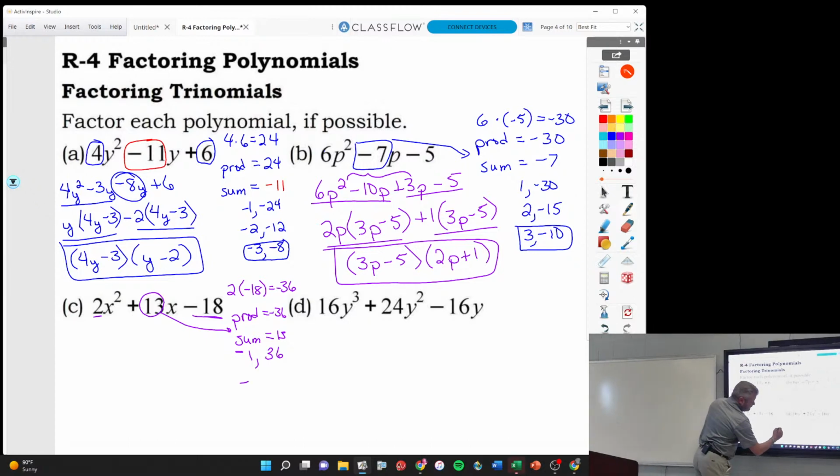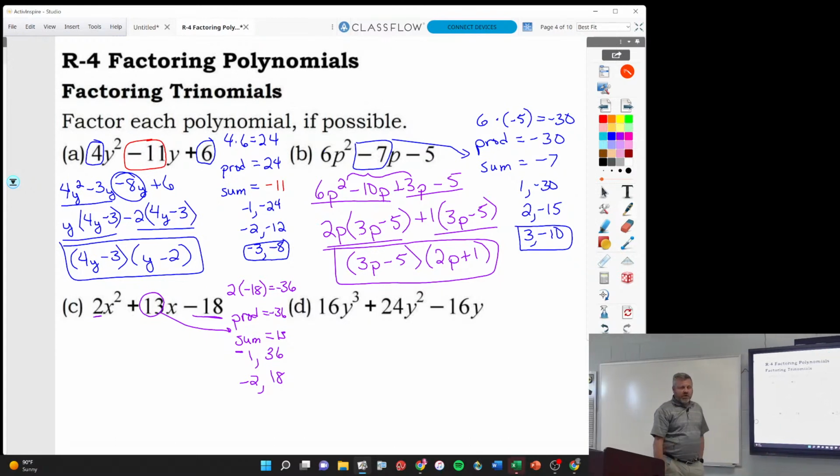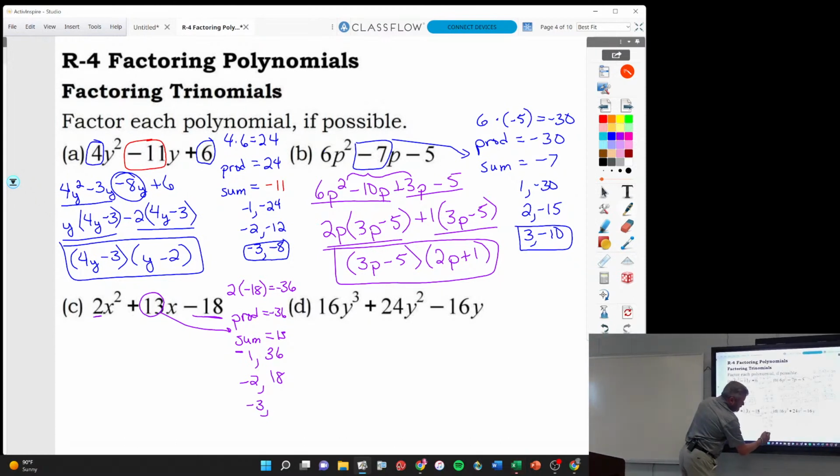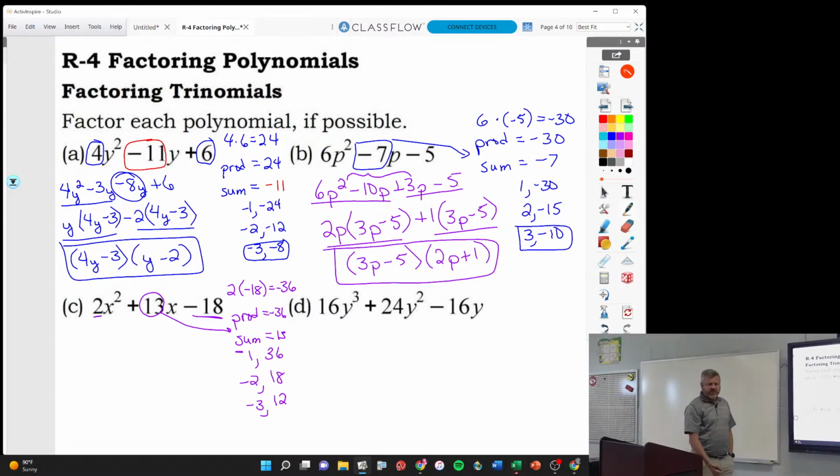Let's try negative 2. Negative 2 times 18 is negative 36. Negative 2 plus 18 is positive 16. Again, I'm wanting a positive 13. Let's try negative 3. Negative 3 times 12 is negative 36. Negative 3 plus 12 is 9. Folks, this isn't looking good.